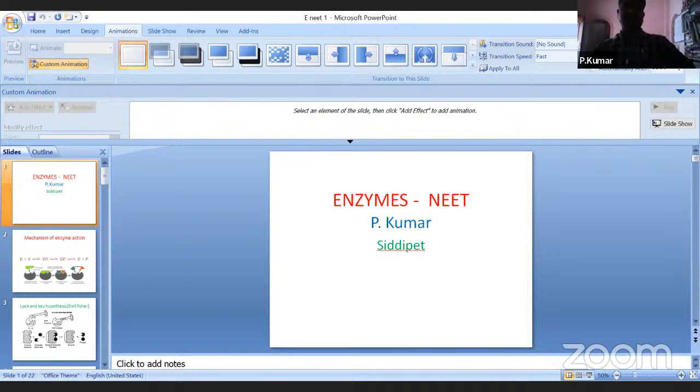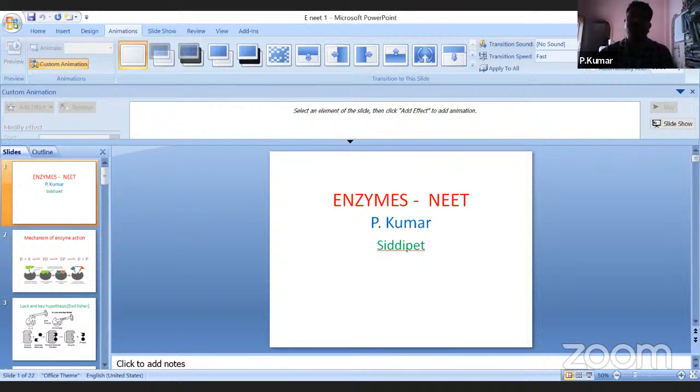Here the first point is that each enzyme has some space for the fitting of the substrate. That fitting part is called the active site. In the active site, the substrate can be fixed. At that time we get the enzyme substrate complex. After that, as the enzyme reacts, the substrate is converted into the product. The enzyme is normal. This is called the mechanism of enzyme action.